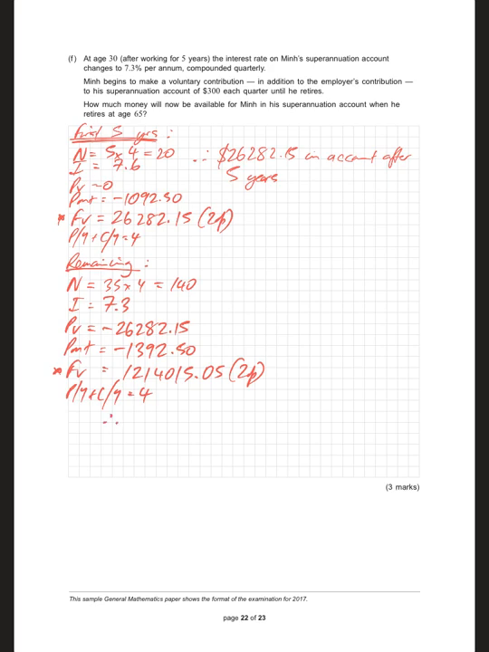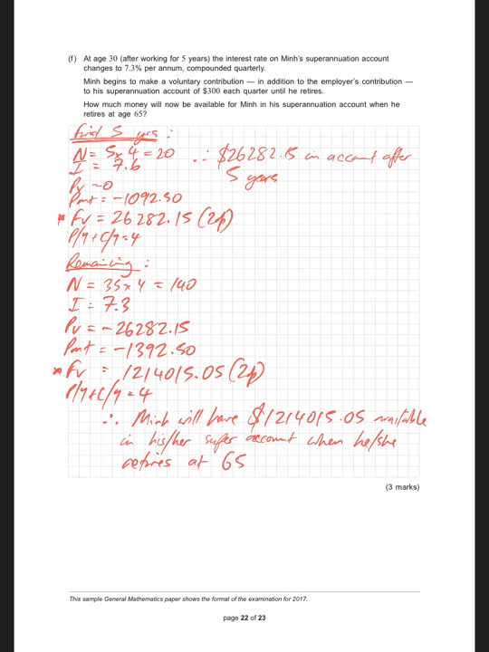So therefore, Min will have $1,214,015.05 available in his super account when he retires at 65. Just double check. Yep.